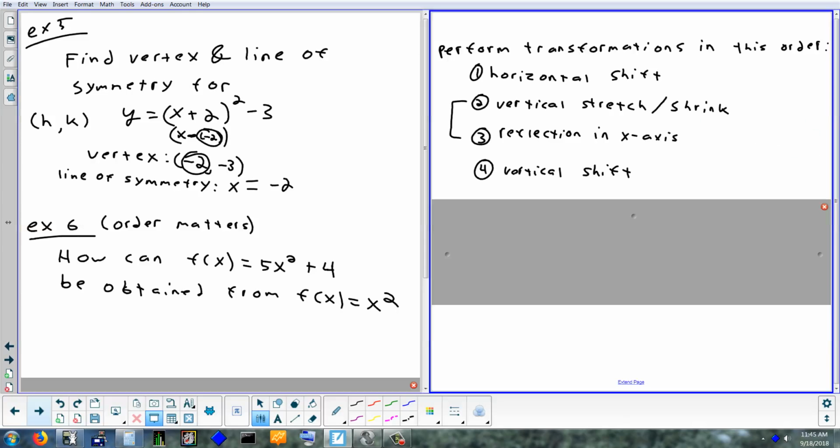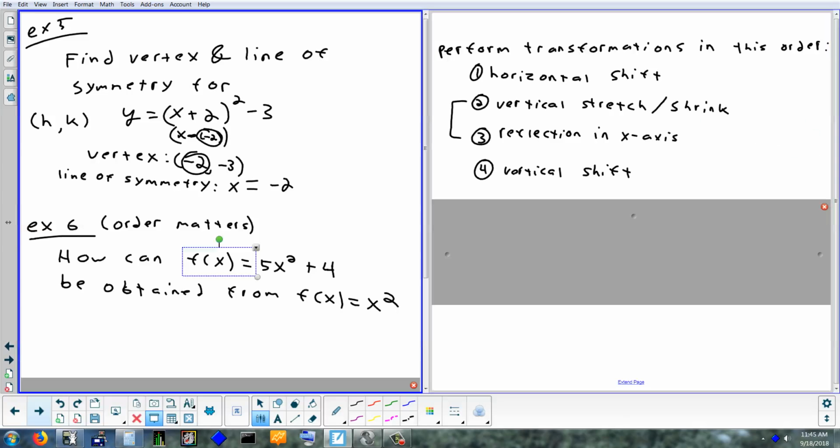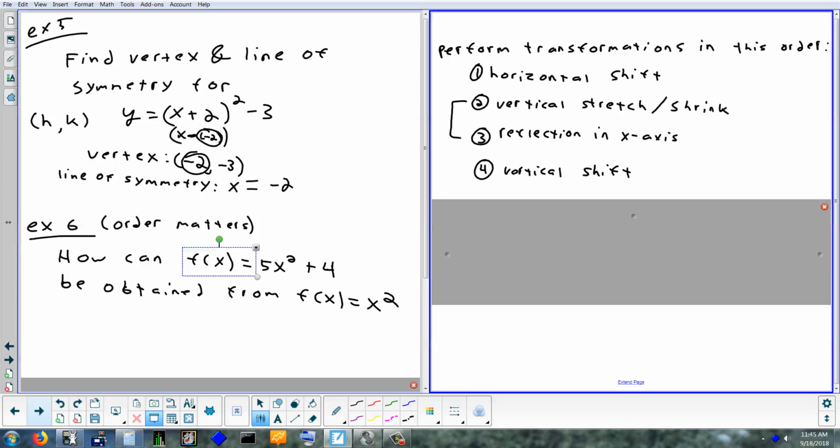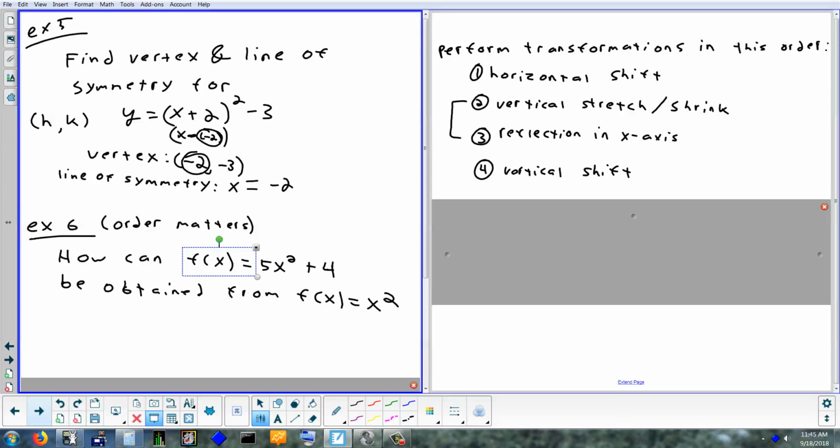Okay. After you deal with any vertical stretches, then you deal with any reflections. How would you know you have a reflection? You've got a negative in front of the x squared. And then the last thing is your vertical shift. Could be up or down, and that's the number at the end.